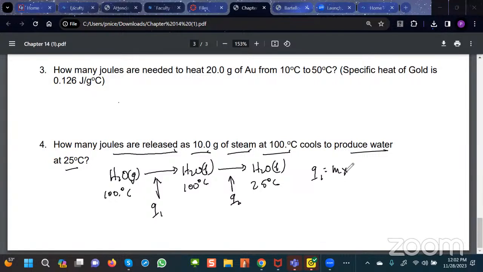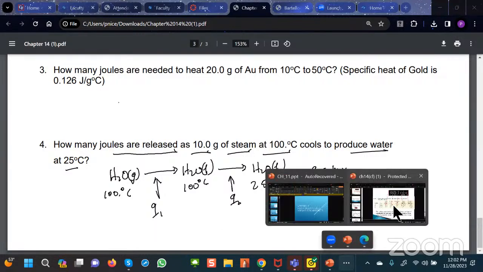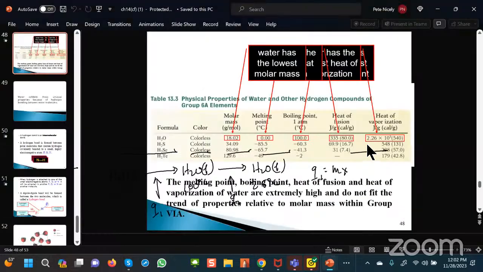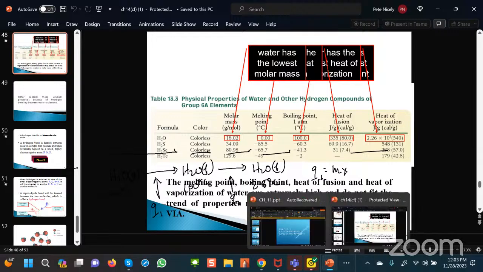Not quite, because heat of fusion deals with melting. But it will be heat of something. It will be the heat of what? Heat of vaporization. And according to what I showed you earlier, let me see if I can bring it up here. The heat of vaporization is 2.26 times 10 to the 3 joules per gram.